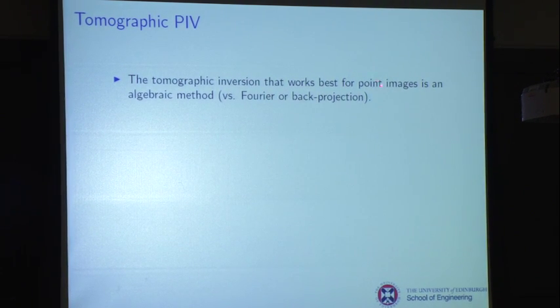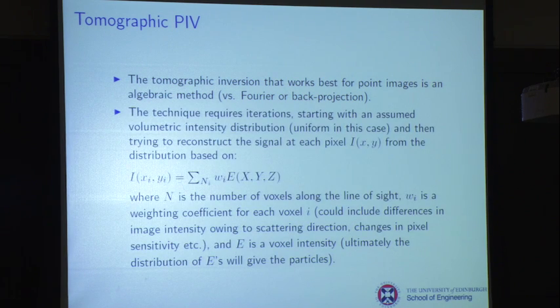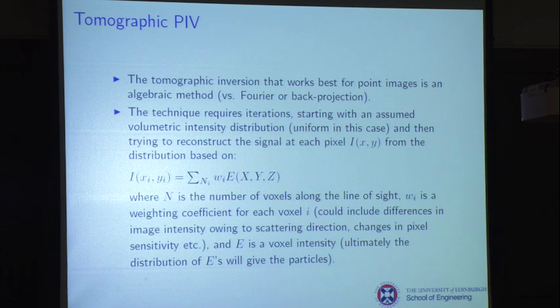So the tomographic inversion for these point images is an algebraic method versus other kinds of techniques people use for more distributed structures. It requires iterations. So you start with an assumed volumetric distribution. They call it an intensity distribution, but really it's points of light, right? That's because we're looking at scattering from small particles. And then you try to reconstruct the signal at each pixel. So that's how you write the signal at each pixel from that distribution. So you start with this, and you multiply it by this W, which is a weighting coefficient for each voxel. A voxel is a volumetric pixel.